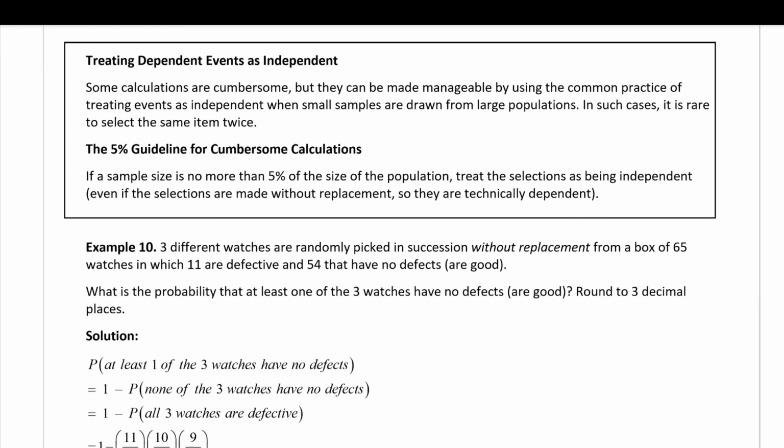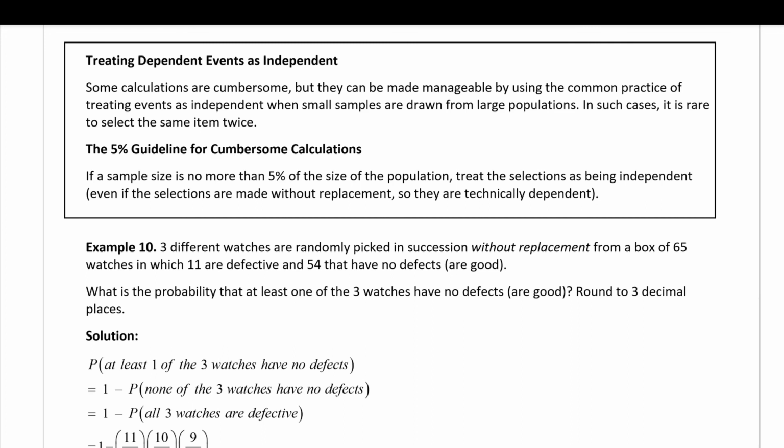So as long as that sample is very tiny, so that the chances are very unlikely that you just get that sample again, then you can treat dependent events as independent. And how tiny? Well, we have a 5% guideline. If a sample size is no more than 5% the size of the population, treat the selections as being independent, even if the selections are made without replacement.